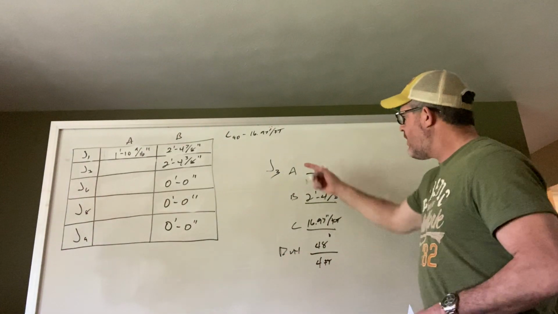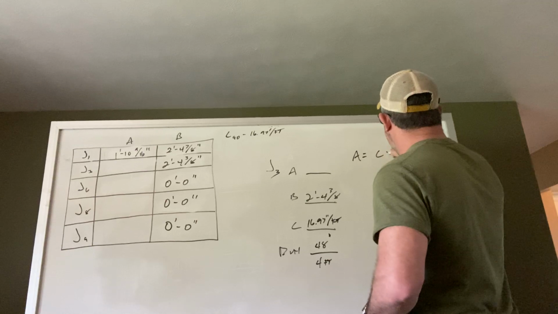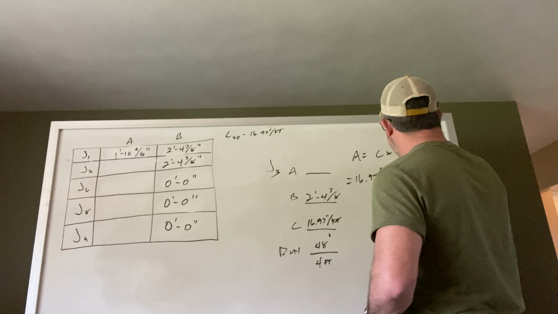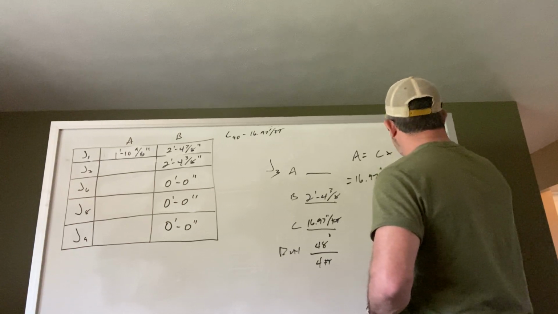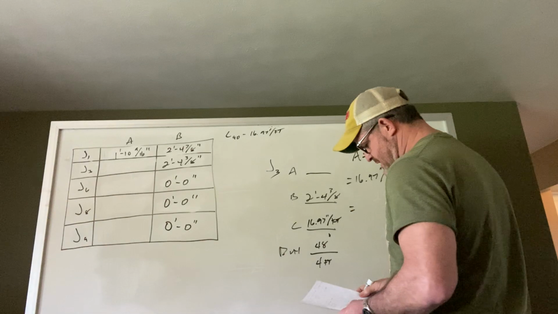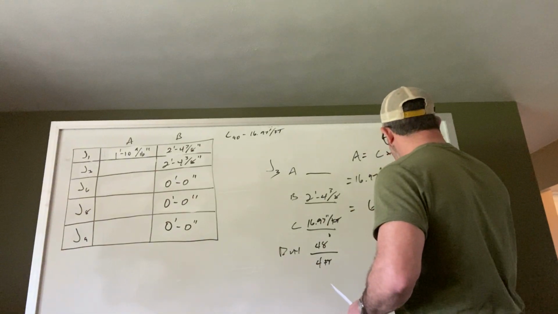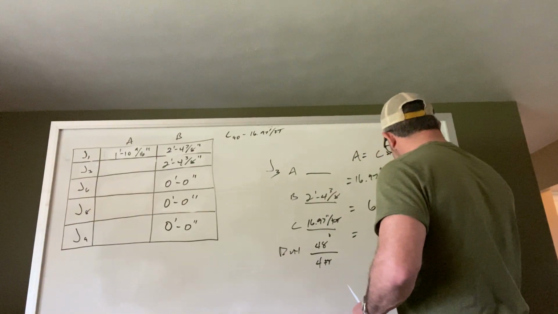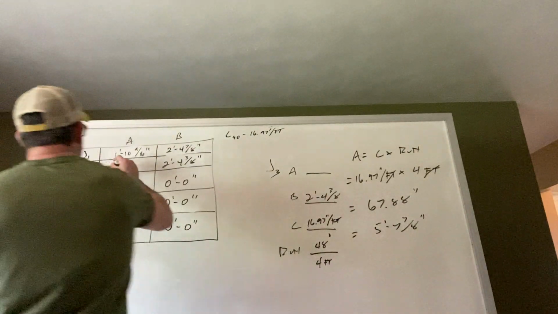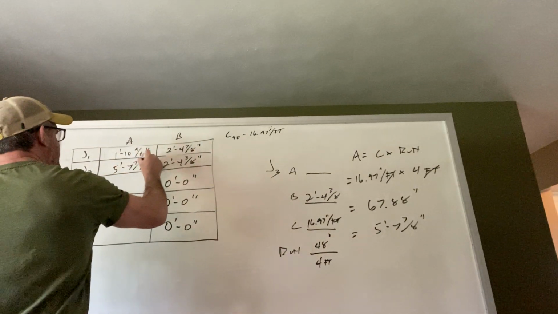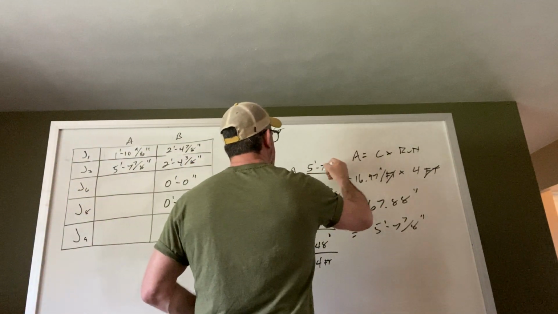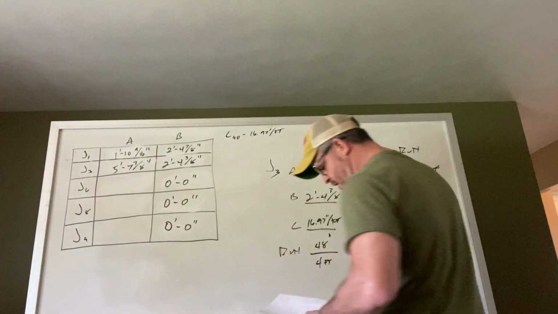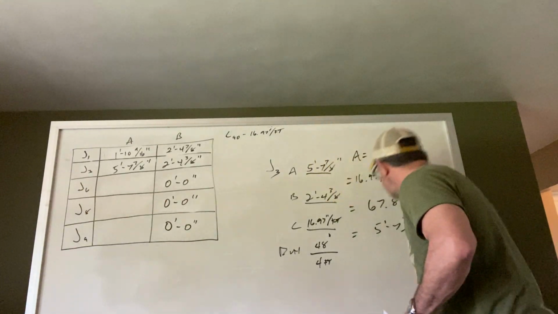Now all I have to do is walk through and solve for that A. A equals C times run. So that's 16.97 inches per foot times 4 feet, and that works out to 67.88 inches, which equals 5 foot 7 and 7/8. I only have to plug in the A. I've already solved for the B. All right, so moving forward, we go to our jack 6.